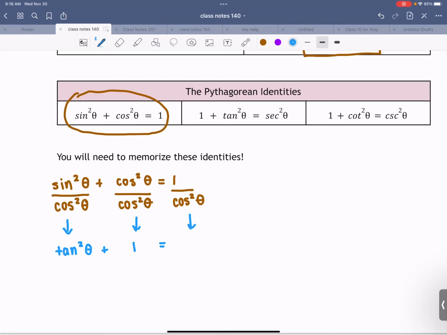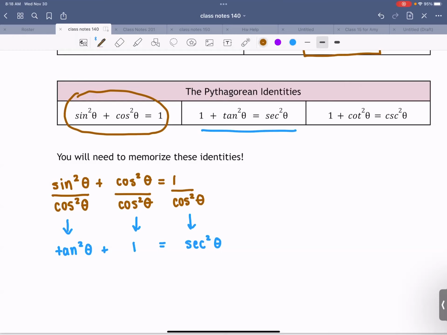Take a look at your reciprocal identities. The secant, right? Secant squared, right? So I started with the first one. I just divided by cosine squared on everything. And I actually got the second identity, right? Now the one and the tangent squared are flipped, but it's addition, so it doesn't really matter. But you can go from sine squared plus cosine squared equals 1 to the second one, okay?